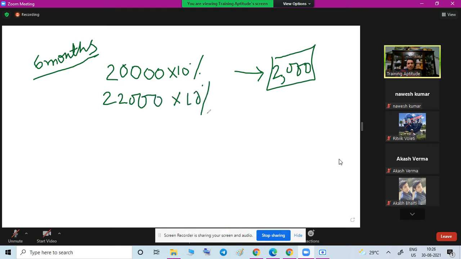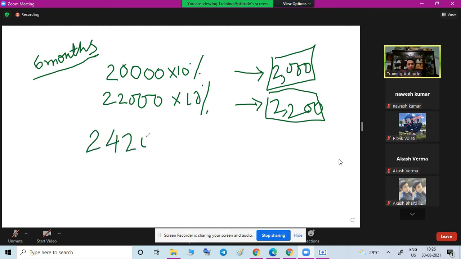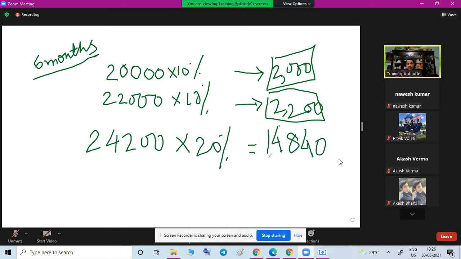got 10%. How much is that? 2,200. This is my interest. Now, the last part, I add 2,200 to this. It becomes 24,200. Now I do it in one step because this is compounded annually at 20%. So what is the interest earned? 4,840. So I break it into 3 steps of simple interest.